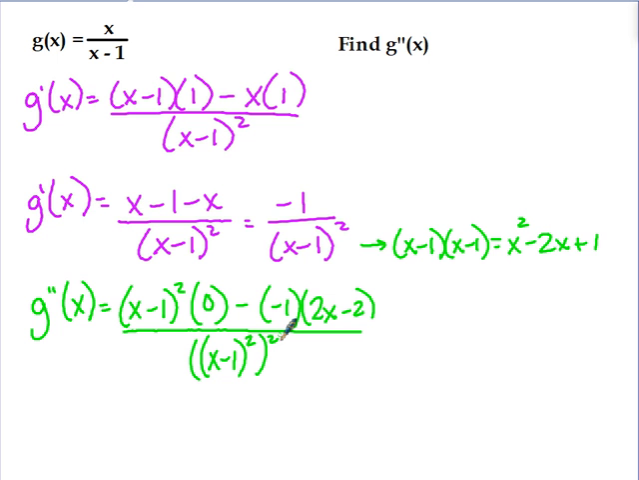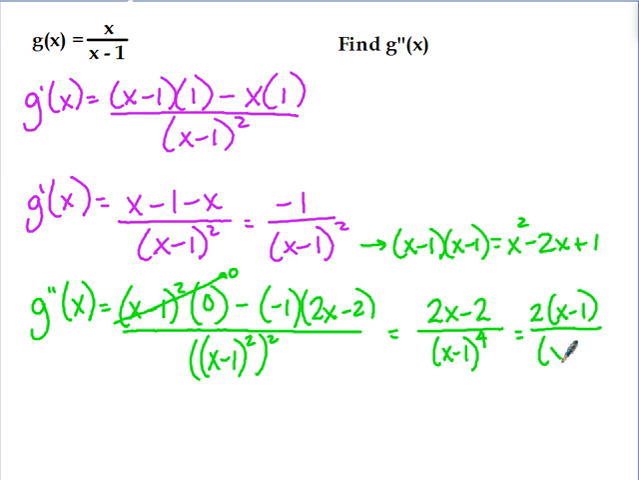So this whole first term becomes 0. So I'm left with 2x minus 2 over x minus 1 to the fourth. And actually, this can be simplified. I know it doesn't really look like it, but I could factor a 2 out of this numerator. And you see I have x minus 1's. So this will become 2 over x minus 1 cubed.